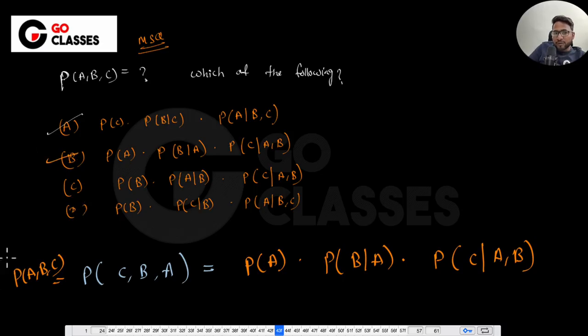Now let me try doing it for C. The C option is saying that B should be first, and then I think A should be next, and then I think C should be next, right? So CAB, let's factor out the CAB, and let's see if we are getting this particular option.